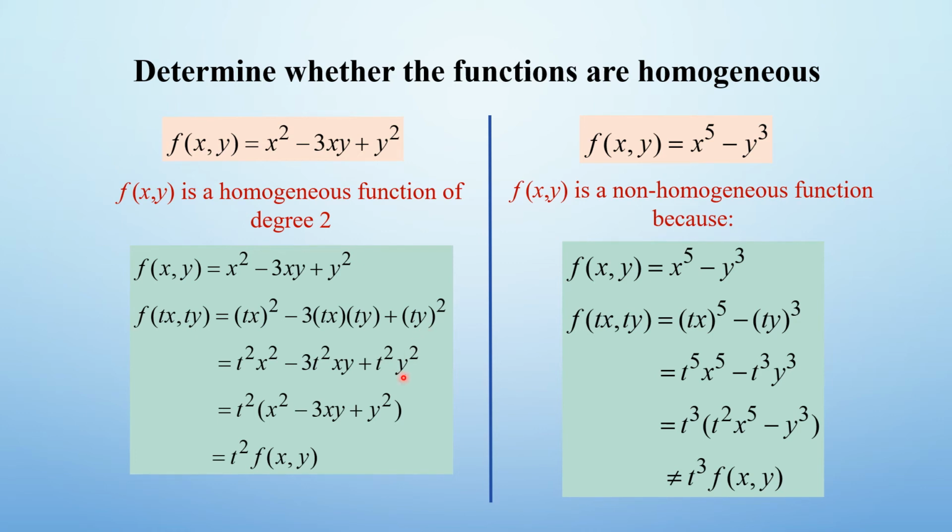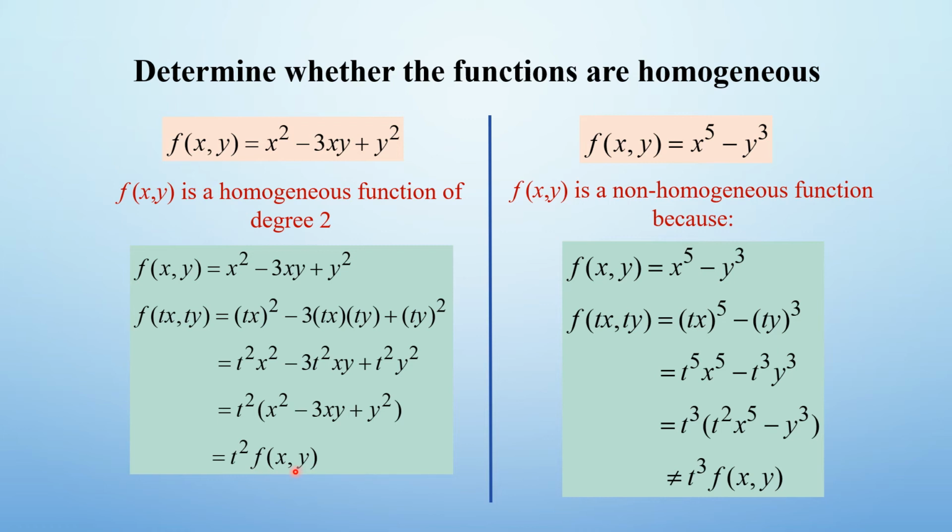Notice that for all these three terms, t squared is a common factor, so factor out t squared. In this bracket, we are left with the expression x squared minus 3xy plus y squared. Now this expression inside the bracket is actually the same as the original function. So we say f of tx, ty is equal to t squared multiplied by the original function f of xy.